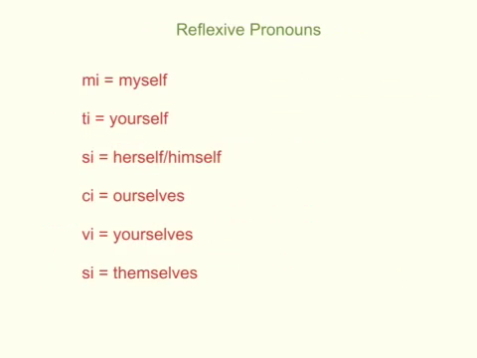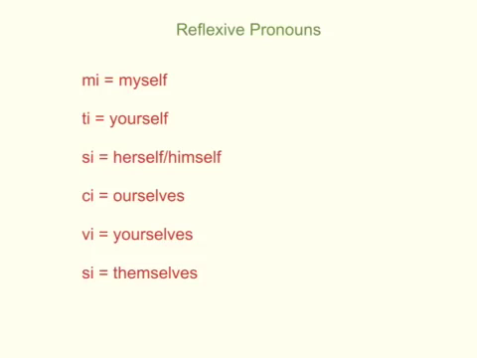The reflexive pronouns, if you haven't come across them before, are small words referring to oneself that are placed before the verb to demonstrate that the action is being done to somebody's self. So, for example, the pronoun mi means myself. Ti, yourself. Si is used for herself or himself. Ci is used for ourselves.